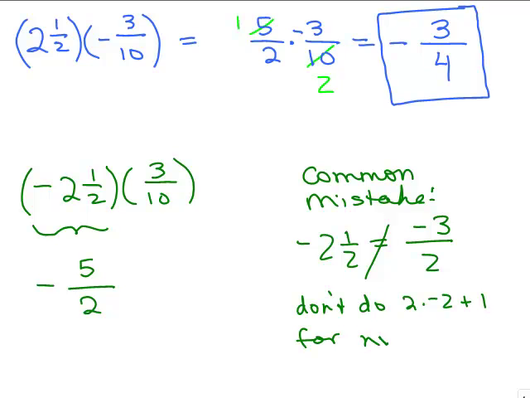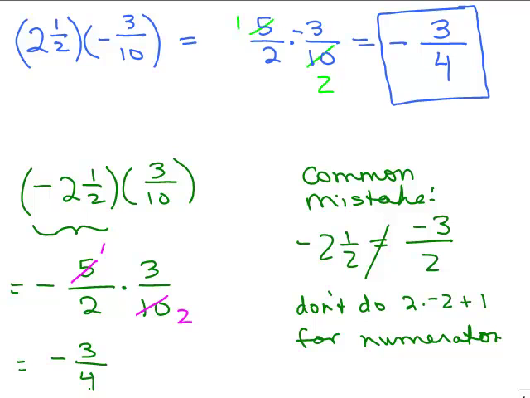All right, so over here is the correct way to do it. We rewrite negative 2 1/2 as negative 5/2, multiply it by 3/10. And when we cancel, we still are going to end up with negative 3/4. So when you have a negative number that's a mixed number, you could think of that as negative 1 times 2 1/2. So you change the mixed number, ignoring the negative sign.